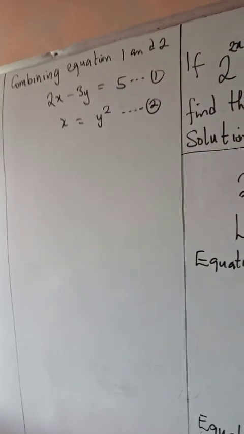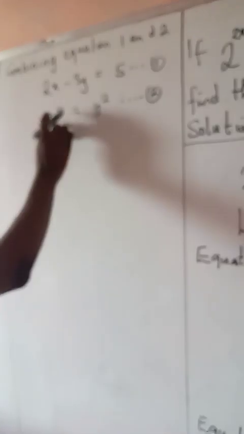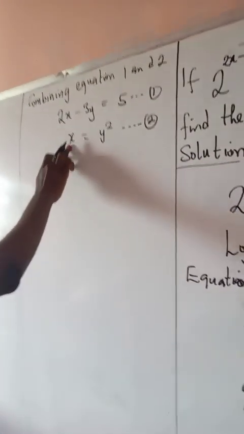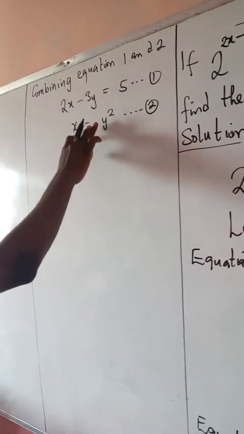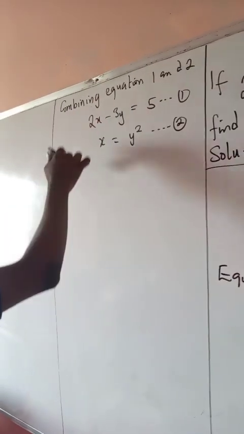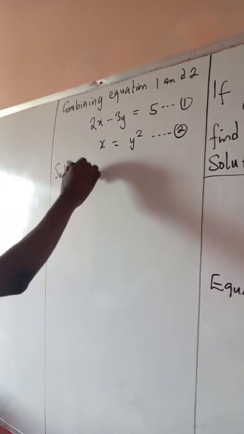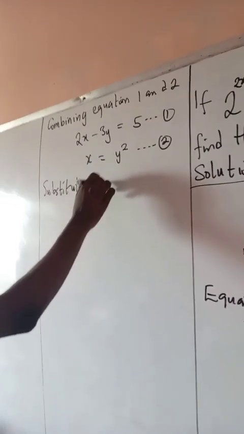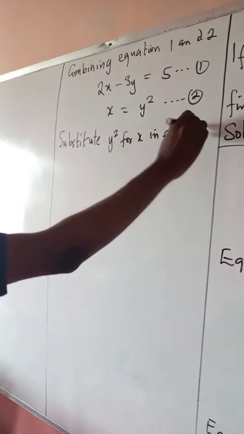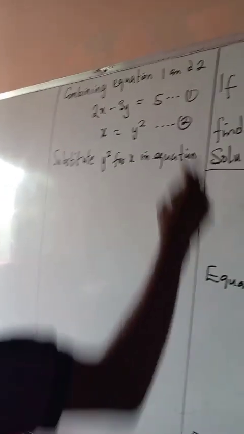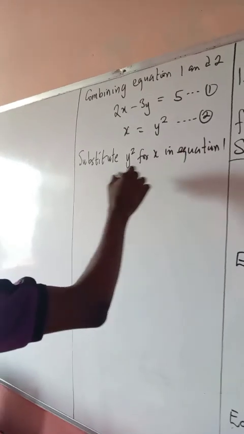Now, we already have the value of one of the variables, x to be y square. So that makes it easier for us to substitute y square for x in equation 1. This is a simultaneous equation, so let's solve it.